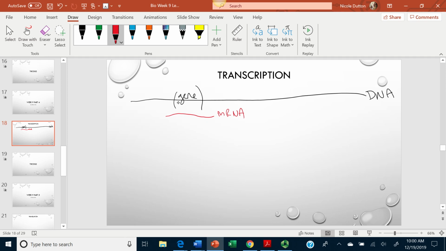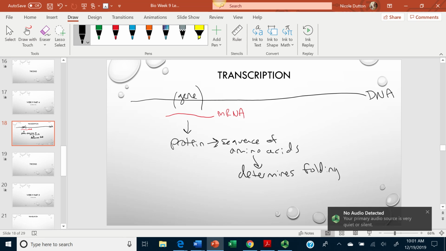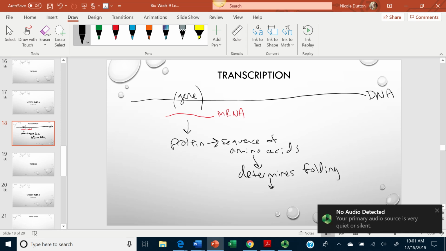Having a gene, these are the directions, this is the copy of the directions, and we're eventually going to turn that into a protein, which is essentially a sequence of amino acids. And the sequence of amino acids determines the folding of the protein. Which is going to determine the function.